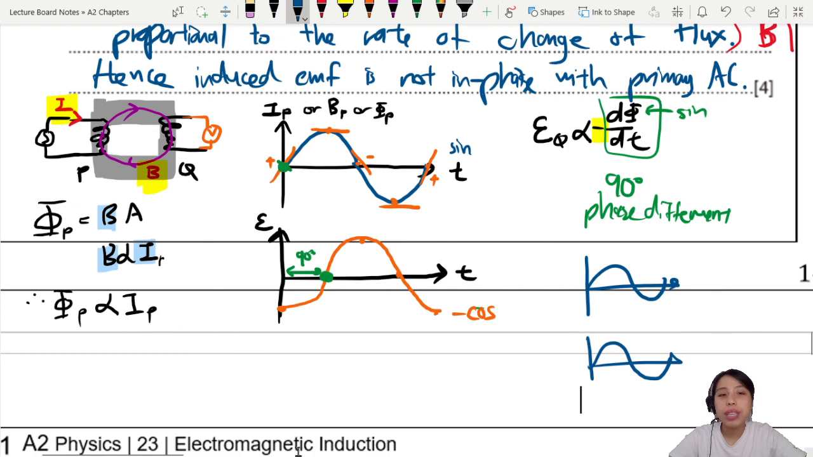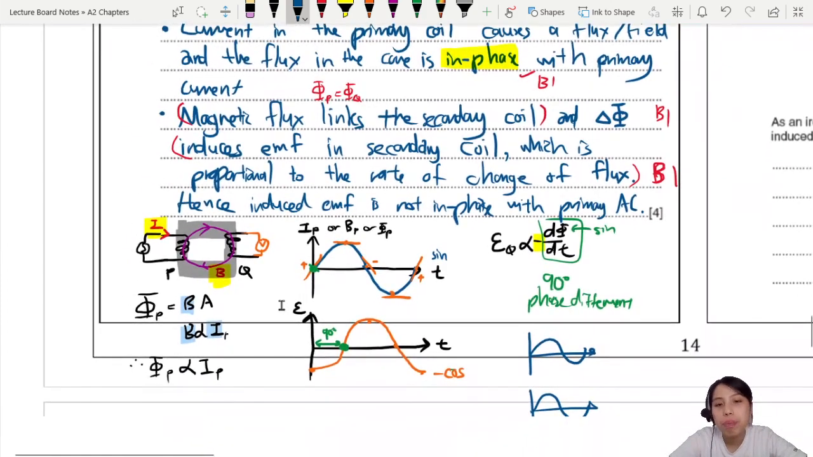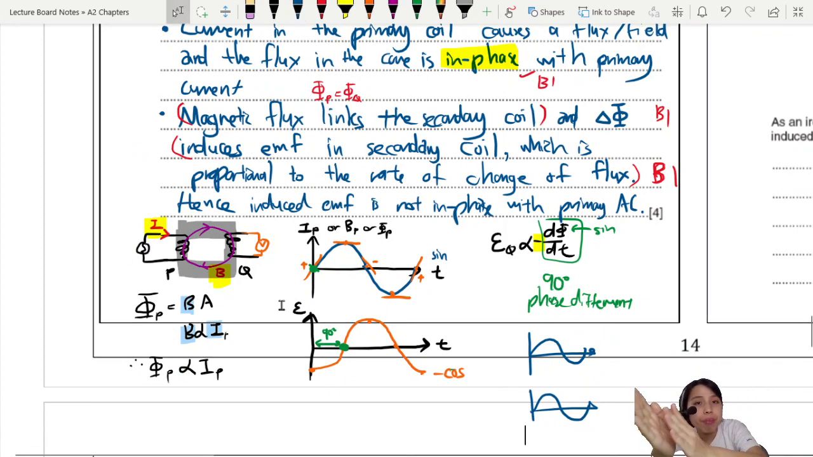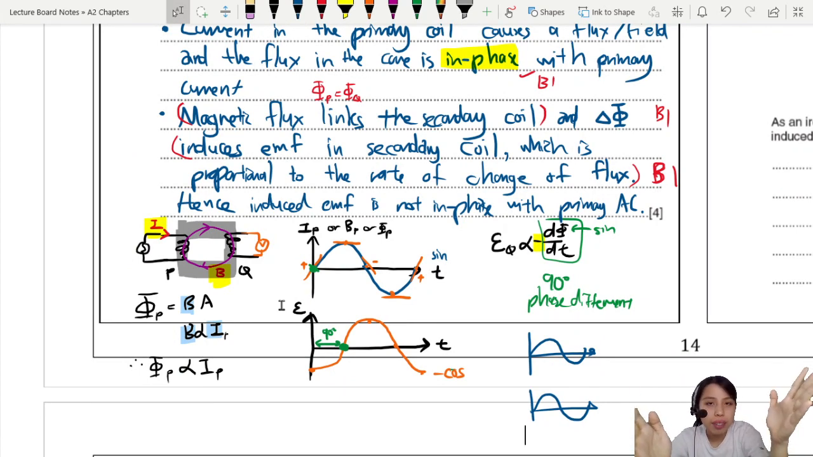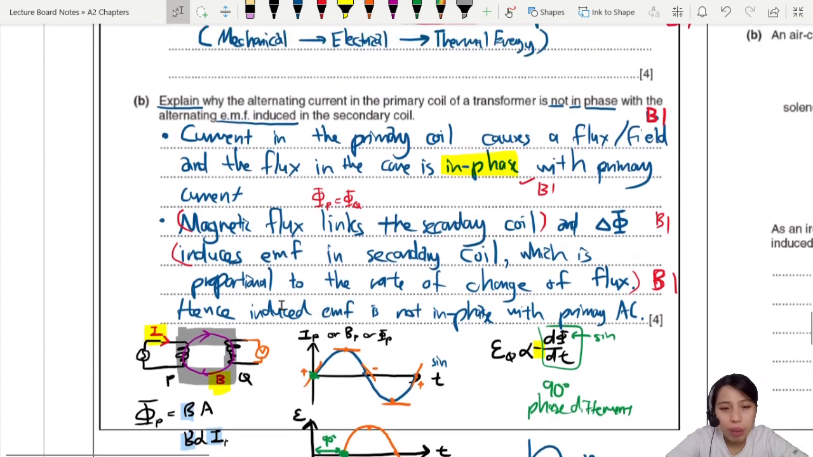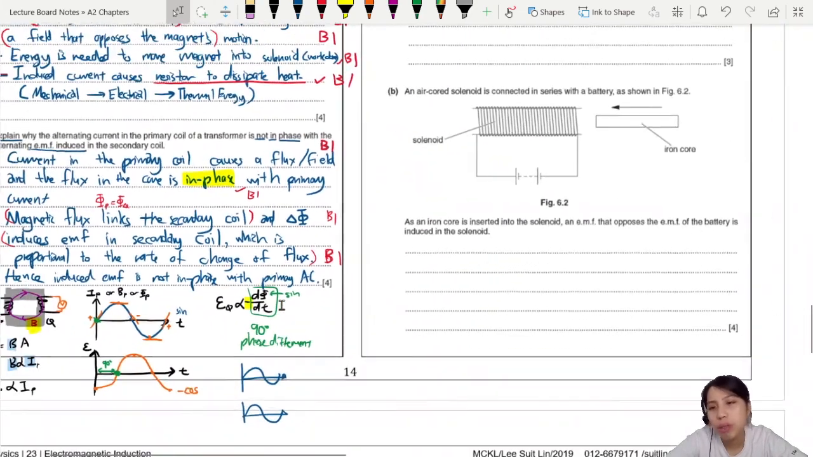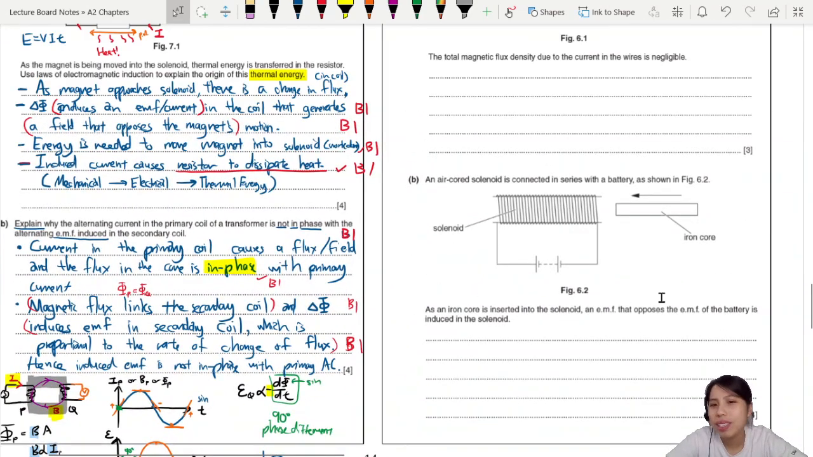Whew, okay, so that is how you can explain transformers phase relationship between induced EMF and the current that generated the flux change. Okay, it may be good to summarize this somewhere in your notes because it's a pretty important one. 4 marks and 4 marks. Wow, lots of essays. This whole chapter is just essays everywhere.